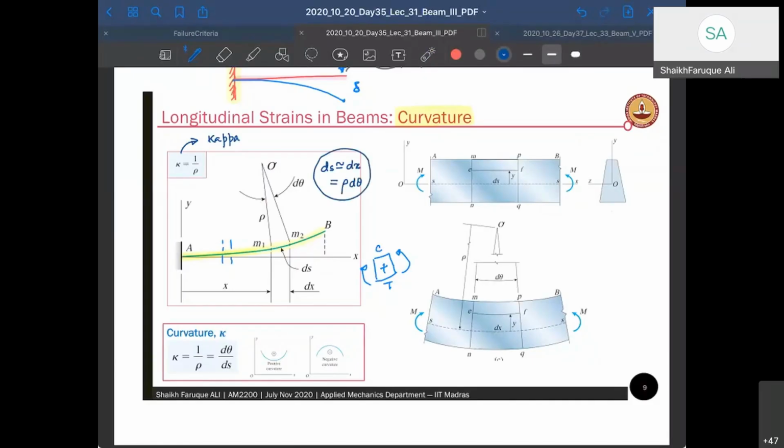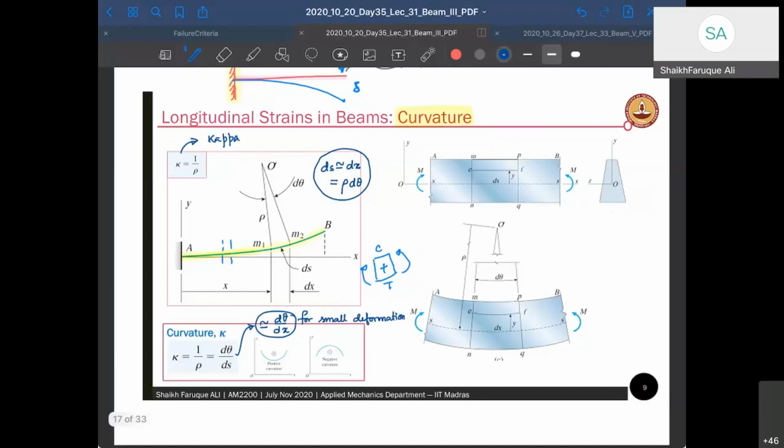I can write that. Okay, and that will lead to this relation. Kappa is equal to d theta by ds. Now, for a small deformation, this can be assumed to be equal to d theta by dx. We'll see what happens when you have large deformation, but for small deformations, we'll assume that ds is equal to dx.